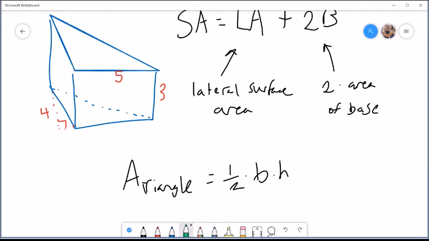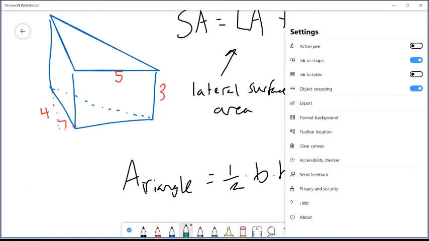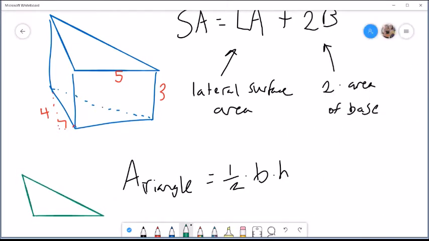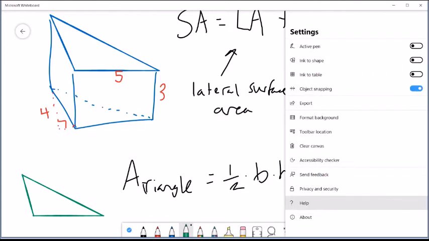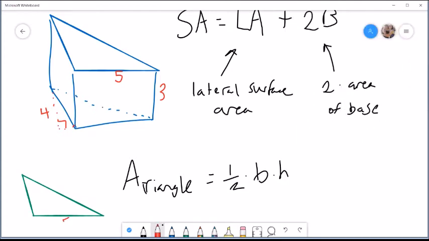I'm going to redraw it down here so that we can see more clearly what it's supposed to look like. There we go. So that's the triangle that we're looking at. And this triangle has a 5 down here, and it has a 4 over here. So that means that the base of our triangle is 5, and the line perpendicular, the height, is 4.